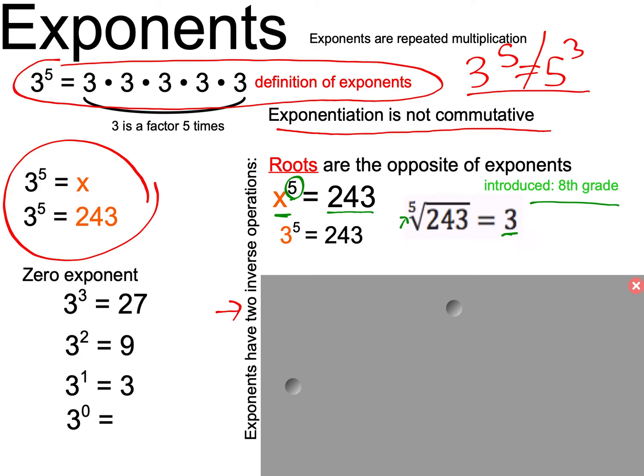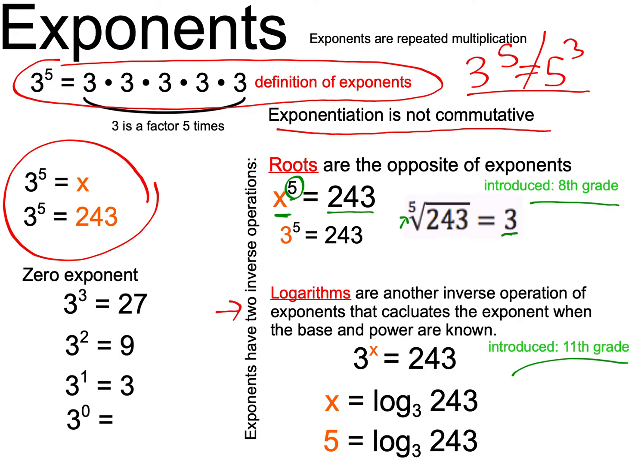The other inverse you won't get to until 11th grade, but I'll give you a quick overview of it now. They're called logarithms. Logarithms are another inverse operation of exponents that calculates the exponent when the base and the power are known. So we know 3 raised to some power is 243. If we need to figure out what that power is, we have to use logarithms to do it. So this unknown number is log base 3 of 243, which, if you know how to enter that on a calculator, which you'll learn in 11th grade, ends up just being 5. That's the missing number. So exponents do have two inverse operations.